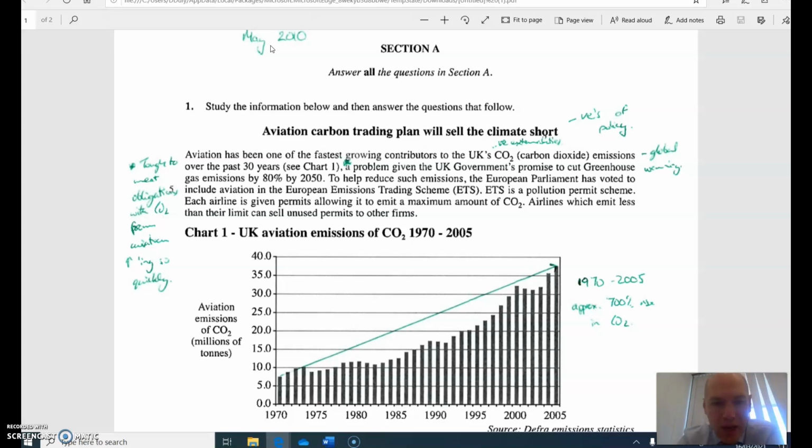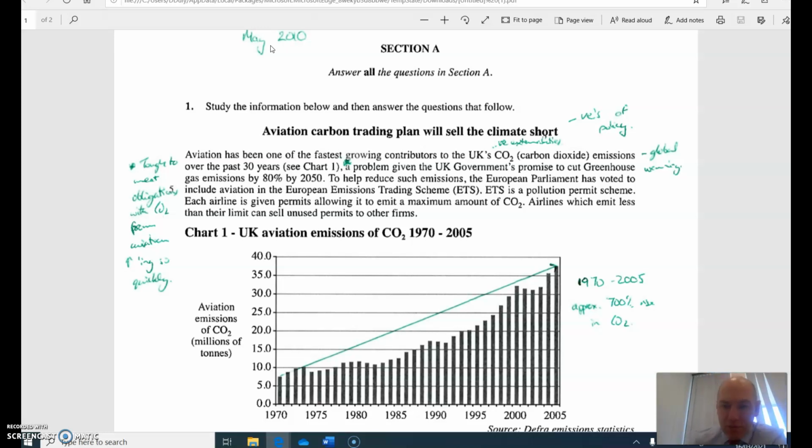Look out for them. Aviation has been one of the fastest growing contributors to UK's CO2. You can see I've written straight away negative externalities. CO2 carbon dioxide emissions over the past 30 years. Clearly this is to do with global warming. And note that I've spotted a problem given the UK government's promise to cut greenhouse emissions by 80% by 2015. So I've just made a little note to myself: tough to meet the obligations, the UK's promise, with aviation emissions increasing so quickly.